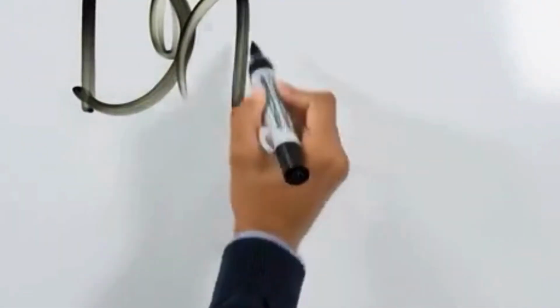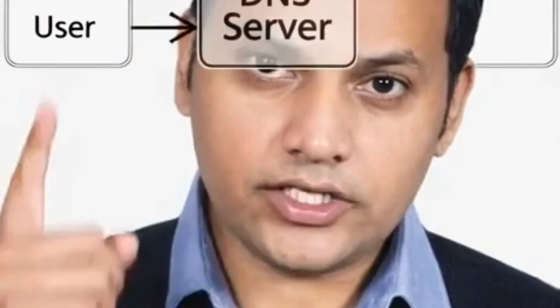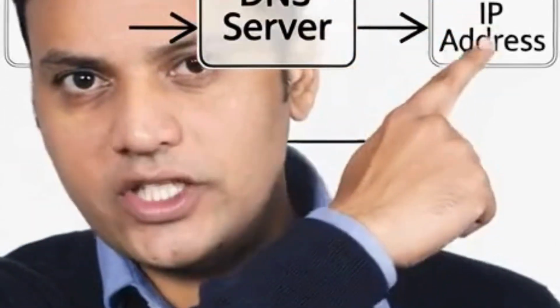Today we are going to understand DNS. Who can tell me what happens when you type google.com in your browser? A DNS record is a mapping. A user queries a DNS server which returns the IP address.